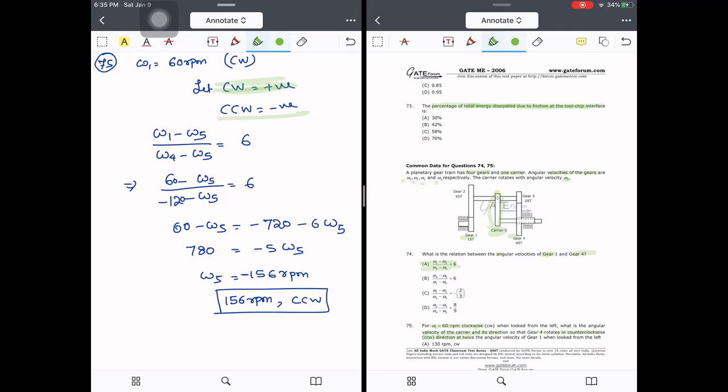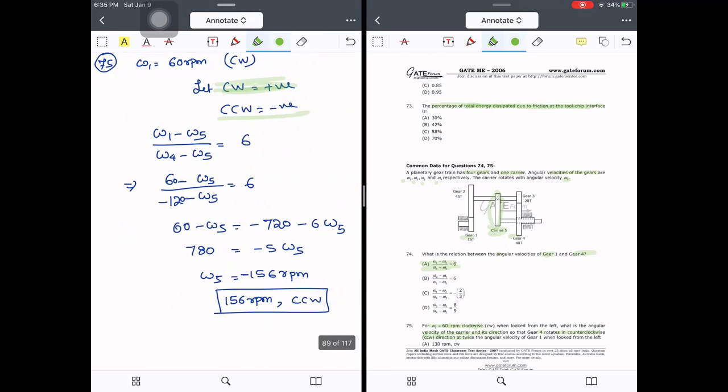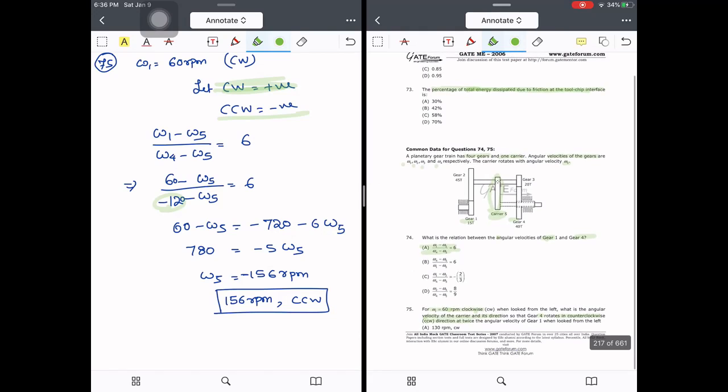So what we will do is, we have to assume, let us say clockwise is positive. Okay, I took clockwise to be positive. You can take clockwise negative also, and counterclockwise positive. So I took clockwise in a positive sense, counterclockwise in a negative sense. So I got one relation here. And similarly, gear 4 is rotating anti-clockwise at double the speed, so minus 120. And what do we need to find?